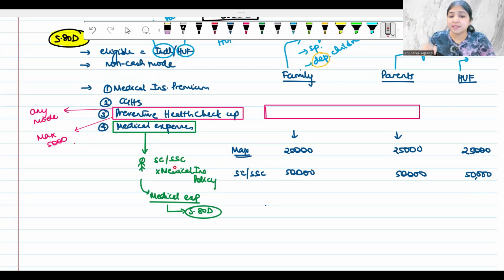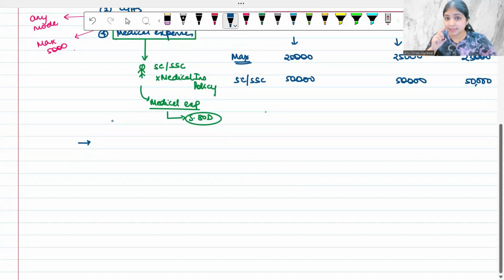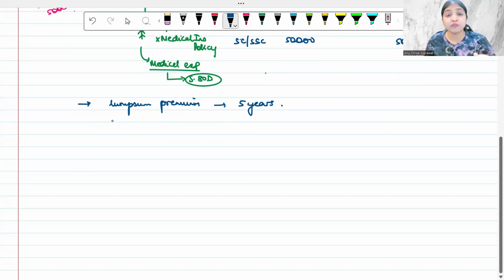Understanding. Then after this, one final point, understand one last point under Section 80D. Today it's very common practically that whenever I buy a medical insurance policy, they let me pay the premium lump sum for multiple years together. So we have this concept of lump sum payment of premium. So I've paid lump sum premium for, let's say, 5 years. Now, how will you allow the deduction of the premium? Of course, you will allow it proportionately.